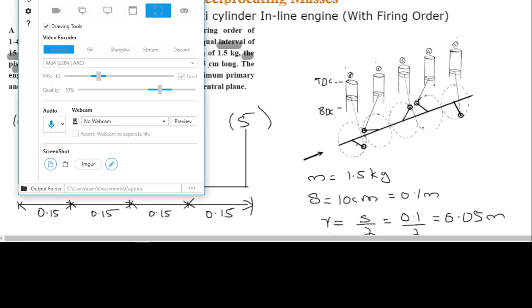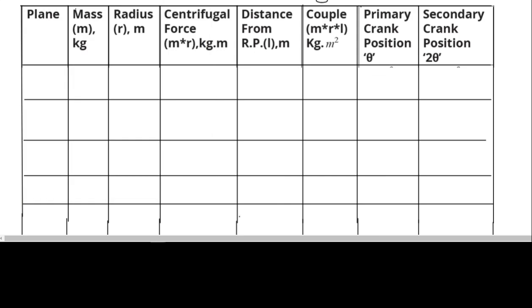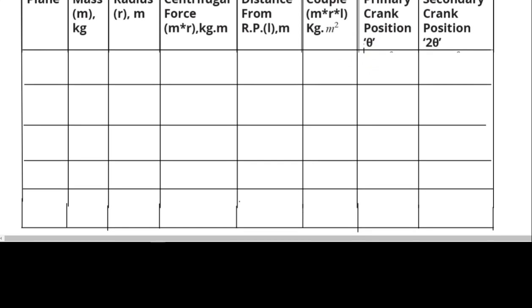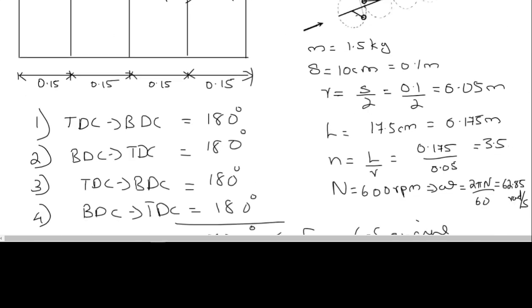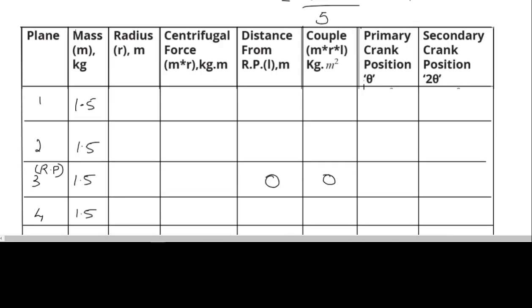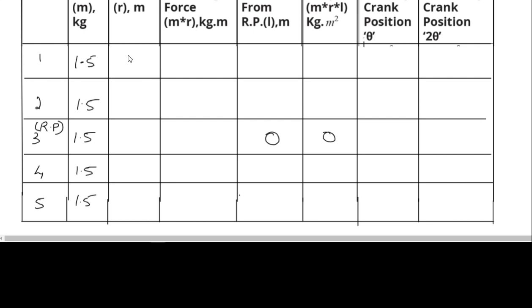Now we will take up how to construct the table. We know the table from the numerical of the inline engine. The table remains the same, only the firing order is mentioned. So first name the planes 1, 2, 3, 4, 5, since it is 5 cylinders, and we have already named 3 as our reference plane. All the masses are equal to 1.5 kilogram, so 1.5, 1.5, 1.5, 1.5 and 1.5. Since this is the reference plane, the distance from the reference plane for 3 will be 0 and the couple will also be 0. And the radius of all the rotating masses: stroke length is 10 centimeters, so radius is S by 2. That will be 5 centimeters or 0.05 meters. So radius will be 0.05.